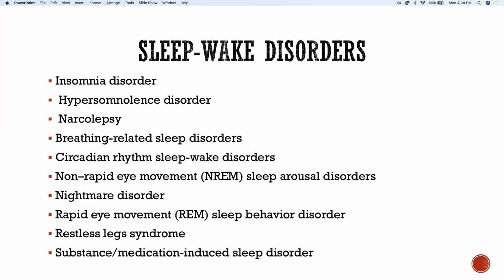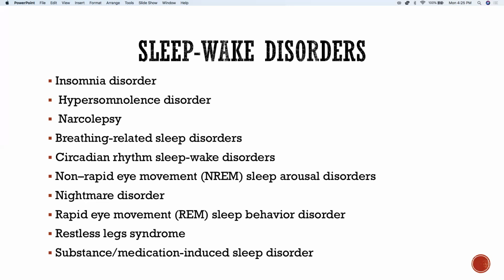Sleep disorders or sleep wake disorders involve problems with the quality, timing, and the amount of sleep that clients get, which can result in daytime distress and, of course, a huge impairment in functioning. Sleep wake disorders often occur along with medical conditions or other mental health conditions such as depression, anxiety, or developmental or cognitive disorders. There are several types of sleep wake disorders, of which insomnia, as I'm sure you all have heard of, is the most common.